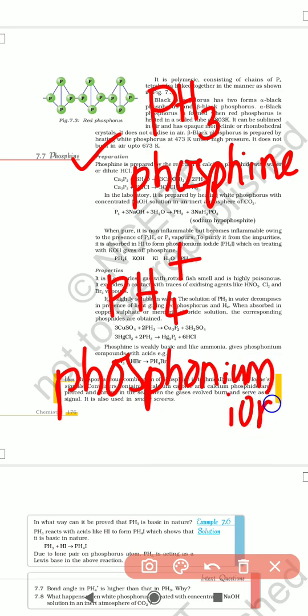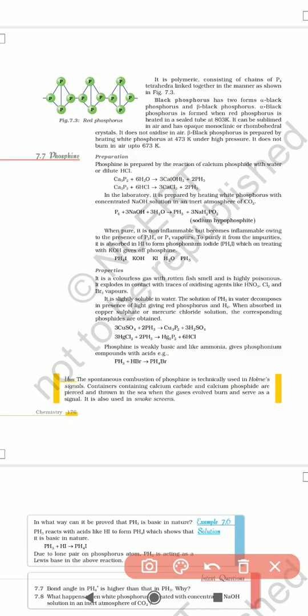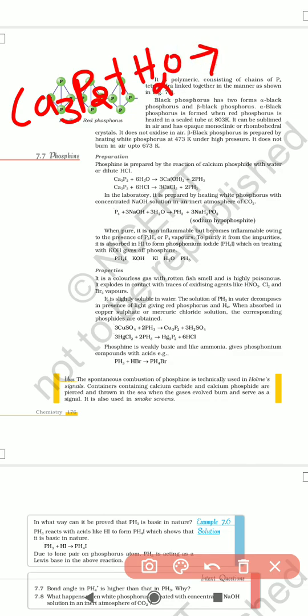The PH4+ ion is called the phosphonium ion, right? Let us see how phosphine is prepared. One method uses calcium phosphide, Ca3P2. When calcium phosphide reacts with water, it forms calcium hydroxide, Ca(OH)2, and phosphine is produced. This is one of the methods.